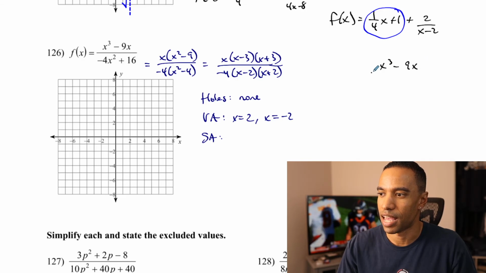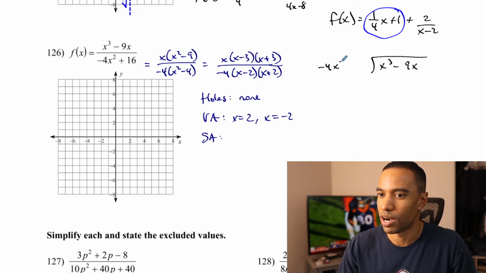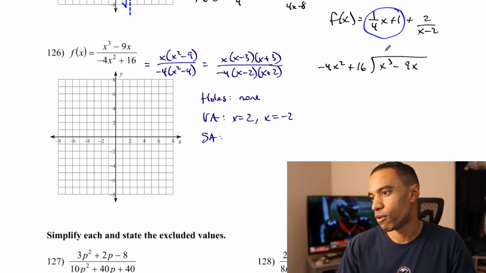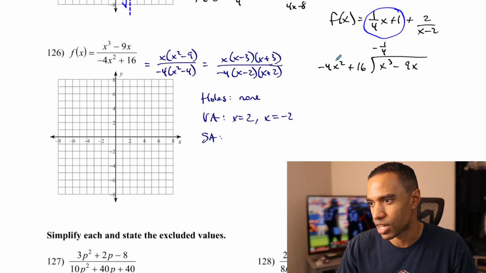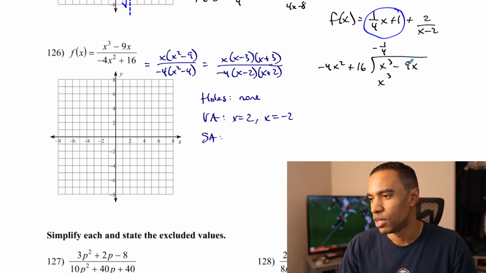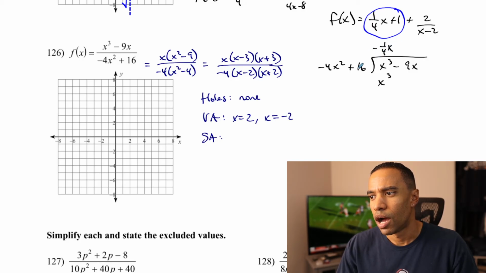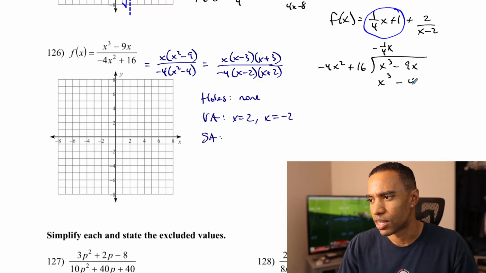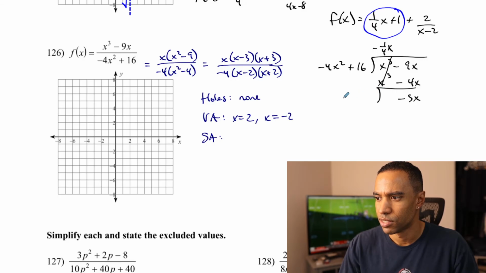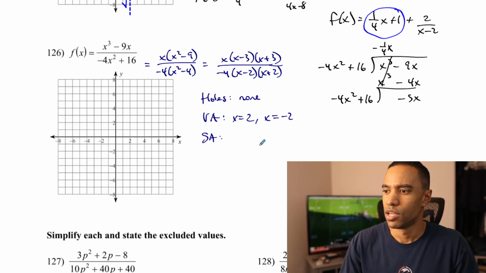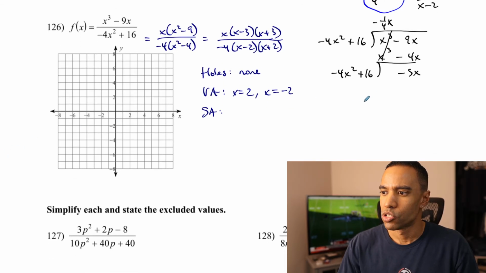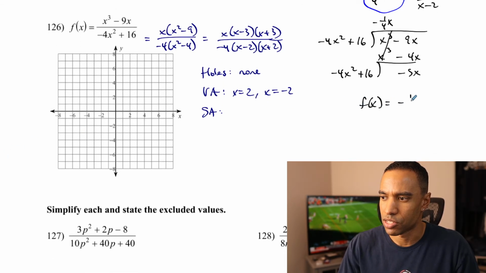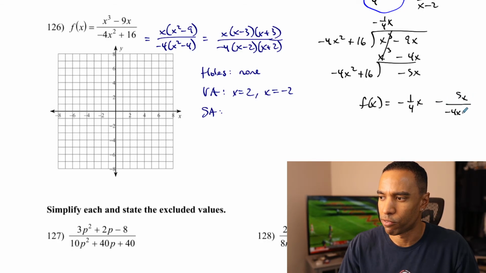x cubed minus 9x all over negative 4x squared plus 16. Negative 4x squared goes into x cubed negative 1/4 x times, and that will give us x cubed, that's an x, negative 4x there, and that's negative 5x, and negative 4x squared can't go into that. So that's actually all we have to do in long division. So as a function, it's now written as negative 1/4 x minus 5x all over negative 4x squared plus 16.